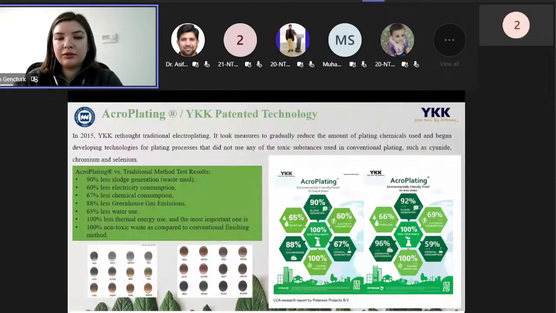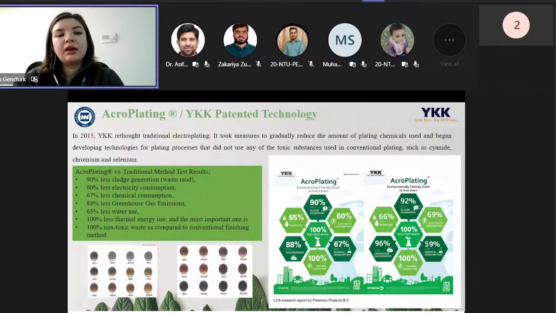Acrylating technology is a new technology that removes 100% of cyanide, chromium, selenium, and other toxic substances without using any traditional plating chemicals. Acrylating offers a number of advantages such as 90% less waste sludge, 60% less electricity consumption, 67% less chemical consumption, 88% less greenhouse gas emission, 65% less water use, 100% less thermal energy use, and 100% non-toxic waste as compared to the conventional finishing method.